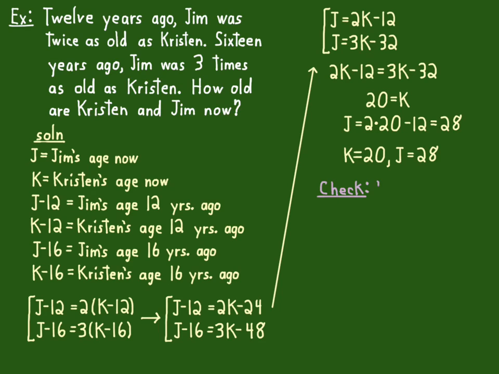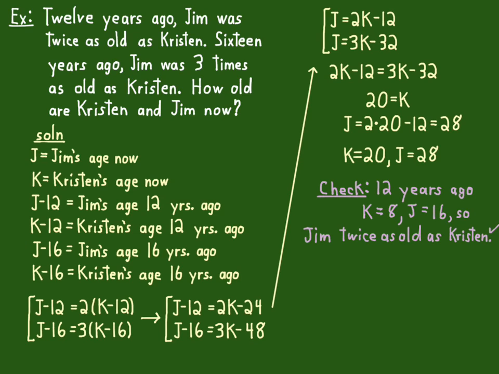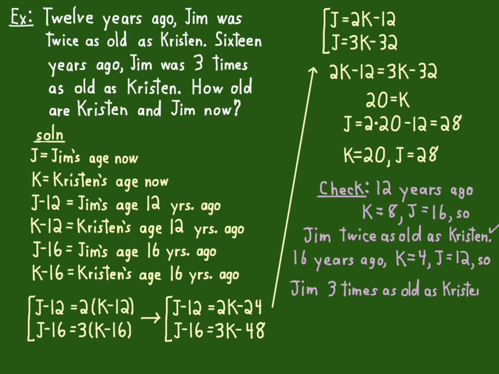So that's the answer. Oh, and I forgot I wrote that all out. 16 years ago, K equals 4, J equals 12. So Jim is 3 times as old as Kristen, which checks. Bingo.